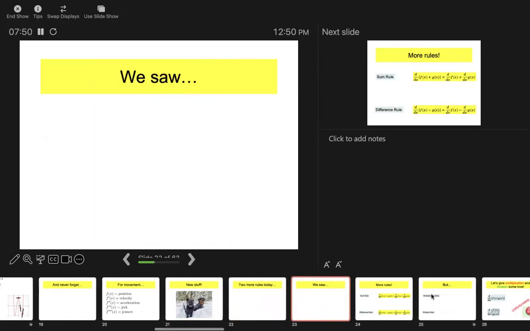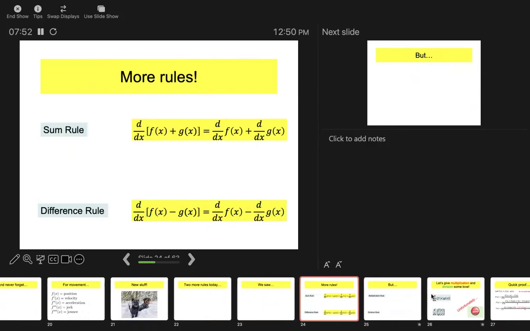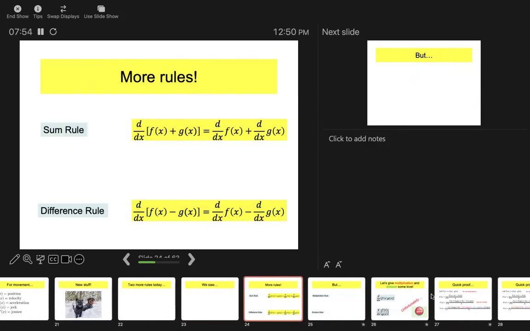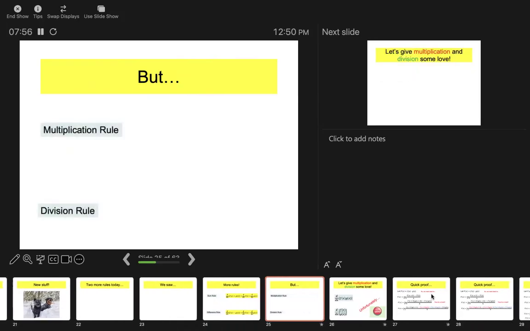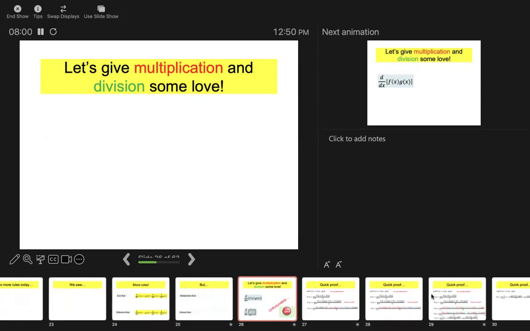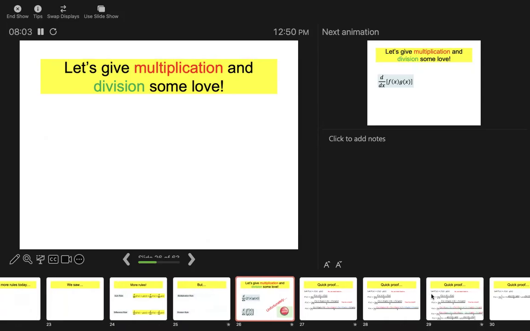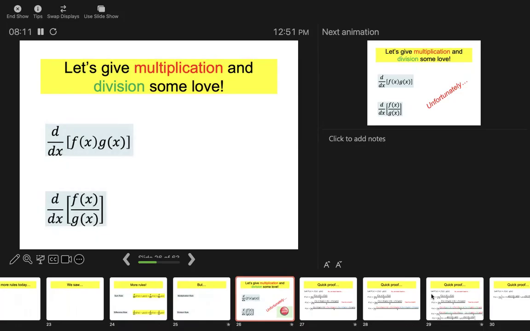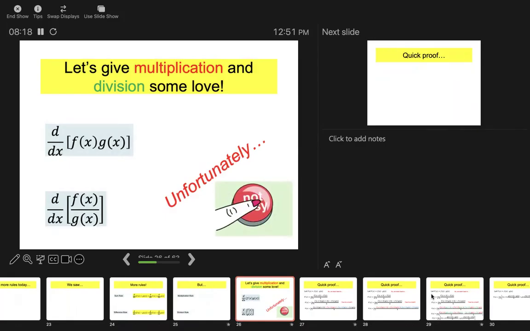All right, 2 more rules today. Yesterday we saw the sum and the difference rule. But there is a multiplication and division rule, so let's give them some love. Since the power rule is easy and the addition and subtraction rule is easy, you would expect that the multiplication rule or the division rule would be easy as well. But unfortunately, it is not easy. What is easy is the understanding of what you're doing.